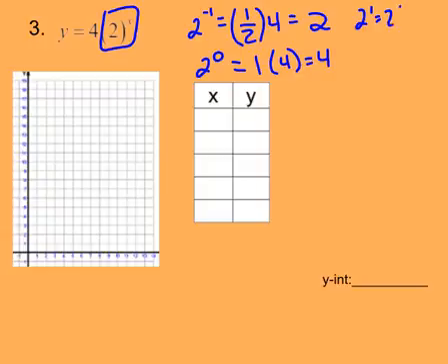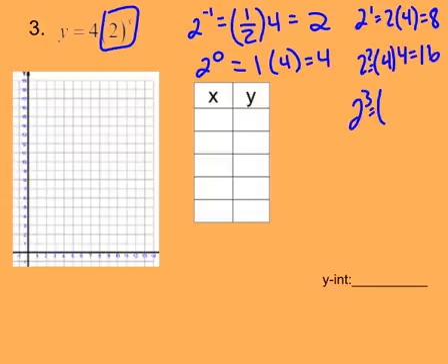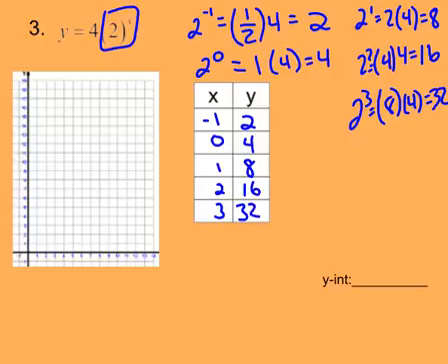2 to the first is 2, times 4 is 8. 2 to the second is 4, times another 4 is 16. And 2 to the third is equal to 8, times that 4 at the beginning is 32. So when I fill my chart in, I went -1, 0, 1, 2, 3 again, but I'm going to have 2, 4, 8, 16, 32. When I fill in my graph: (-1, 2), (0, 4), (1, 8), (2, 16), (3, 32).